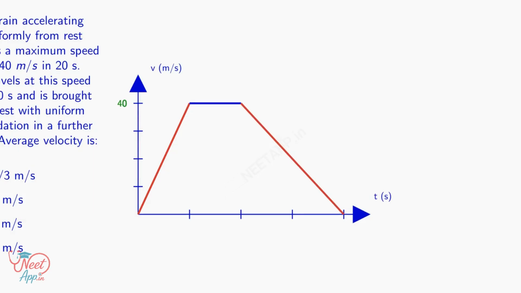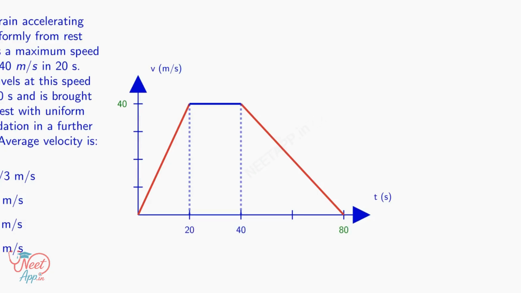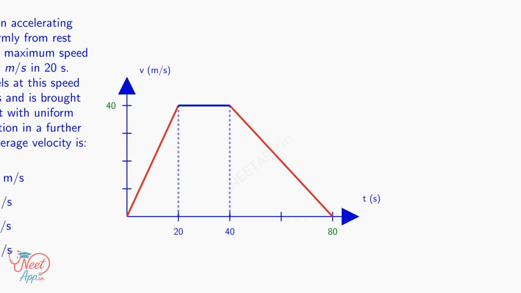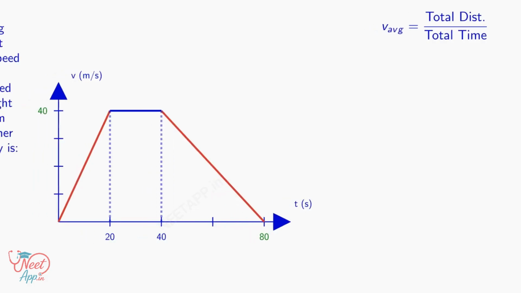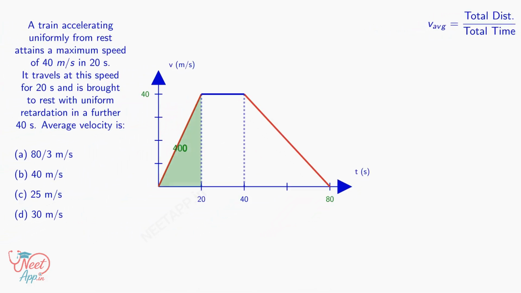Let's label the time intervals on the x-axis. The acceleration phase takes 20 seconds. The constant speed phase takes another 20, bringing the clock to 40 seconds. Finally, it brakes for 40 seconds, meaning the total time is 80 seconds. Average velocity is total displacement divided by total time. On a velocity time graph, displacement is simply the area under the curve.